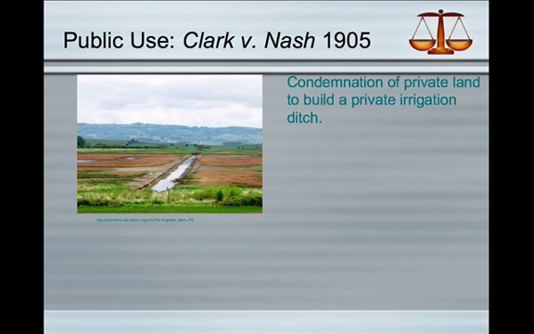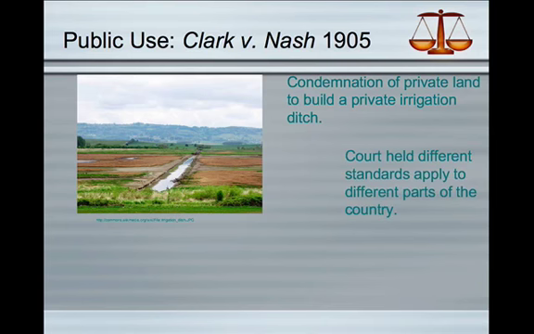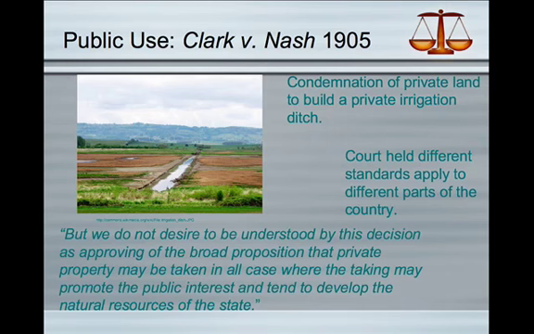Here's a real interesting one, Clark versus Nash. Condemnation of private land to build a private irrigation ditch. I believe this was Utah, and it's very arid, so without water, the land is essentially worthless. So the state of Utah passed a law saying that you could build a ditch across your neighbor's property to get water from a river. Well, it went up to the Supreme Court, and the court said that different standards apply to different parts of the country.